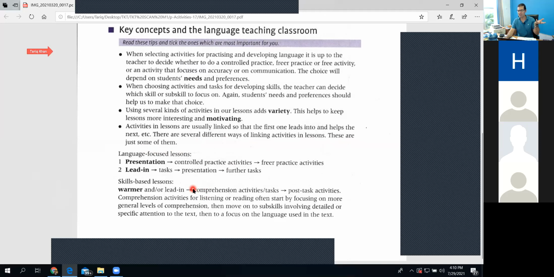When we do presentation of the language, we are trying to teach the language or presenting something. Better to do the control practice activity after that. And then after that, freer activities. Lead-in, task, presentation further. Now, lead-in activities, as we have discussed, come before.